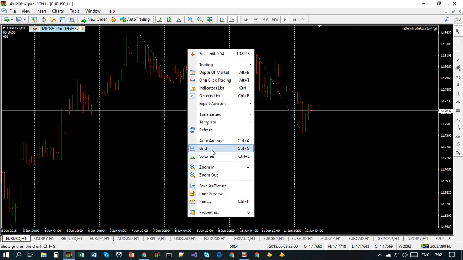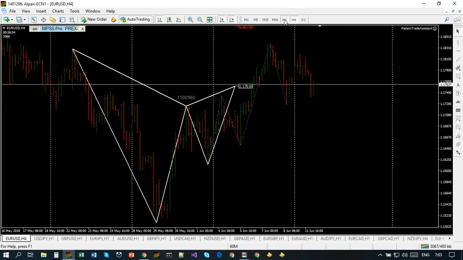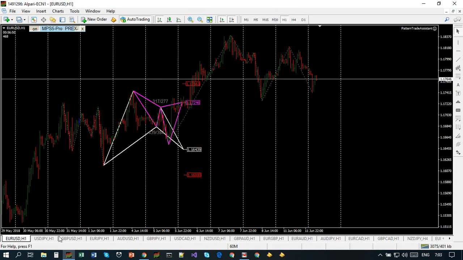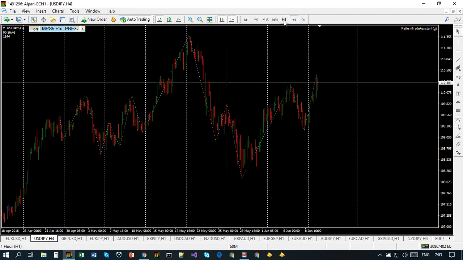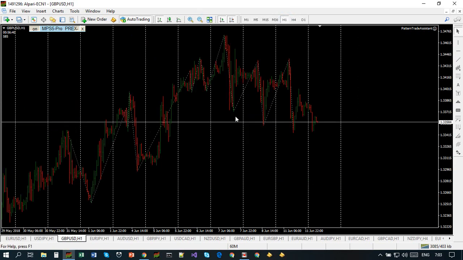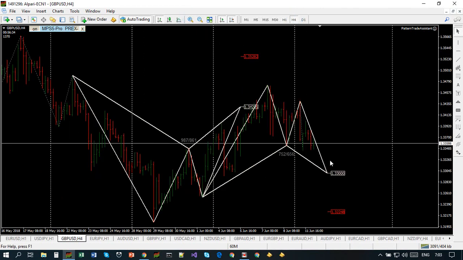I think we need to recalculate this. Zoom it out. Perfectly. Let's go. Dollar yen. Nothing here. Nothing on 4 hour. Pound dollar, GBP USD. 1 hour, nothing. 4 hour, a pattern that I found last week.